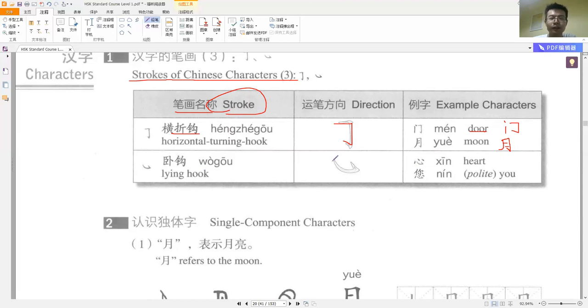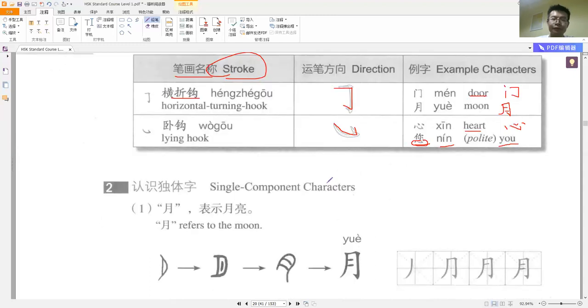Now, the 卧钩, the lying hook, like a line with a hook. For example, heart, 心: a dot, a lying hook, dot, dot. Also 宁, here is also a lying hook. It's a stroke.